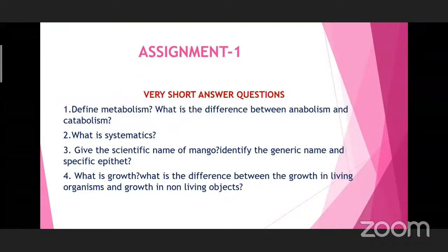Plasmodium causes malaria. So here we end up, and just take a screenshot of this assignment. Very short answer questions from the first lesson or first chapter, The Living World, I have given. Define metabolism, difference between anabolism and catabolism. What is systematics? Give the scientific name of mango. Identify the generic and specific epithet. What is growth? What is the difference between growth in living organisms and growth in non-living?